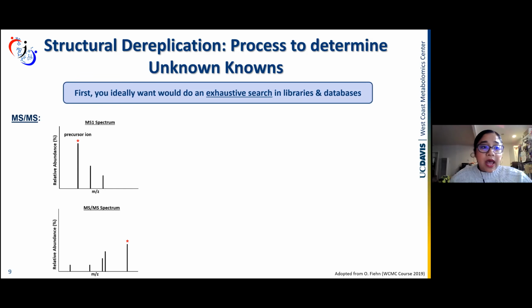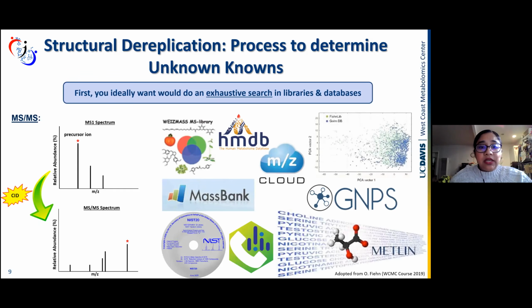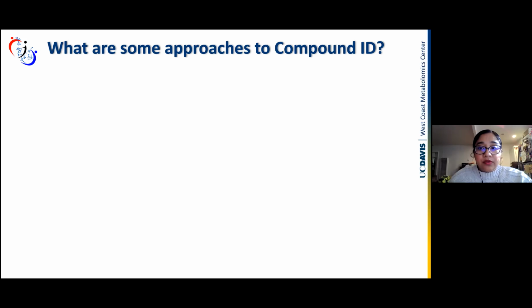So normally what you would have is MS1 data, and you're collecting MSMS data, usually by collision-induced dissociation. And then you would take that MSMS data and do an exhaustive search in many libraries and databases. And this image here doesn't accurately capture the number of libraries and databases that are available to any metabolomics researcher currently. So this is the normal first step, as you would say, but there are different approaches to compound identification, and I want to talk about those right now.